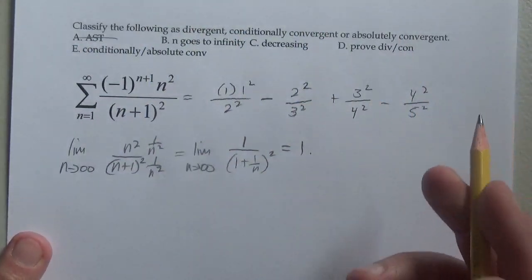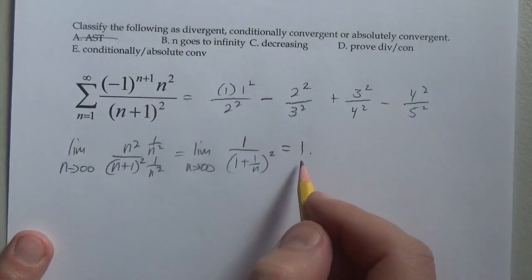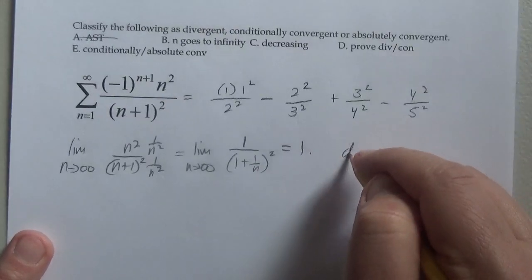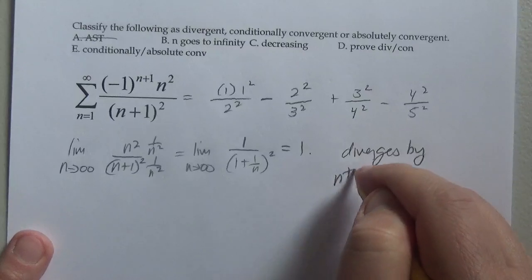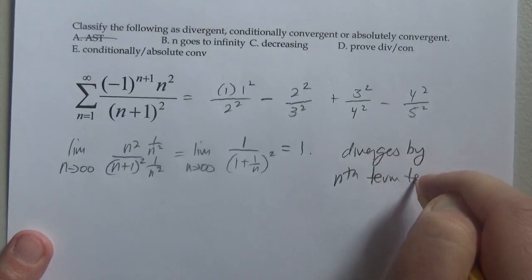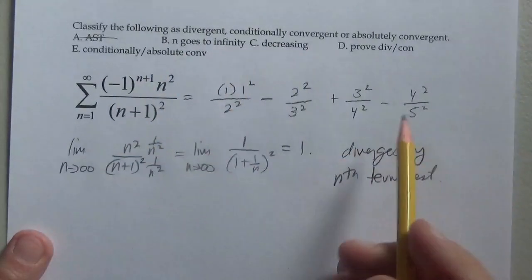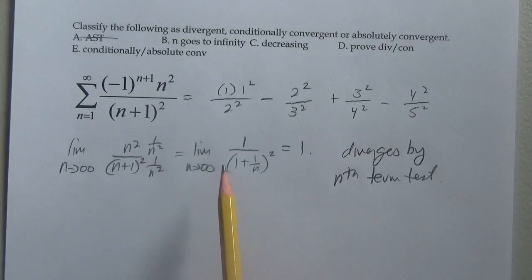Who cares that it goes back and forth? This diverges by the nth term test. Diverges by nth. And we're done. We don't need to do anything else. If a series doesn't go to 0, we can't use alternating series test. We just go back to the first test that we learned, which is divergence test or nth term test.